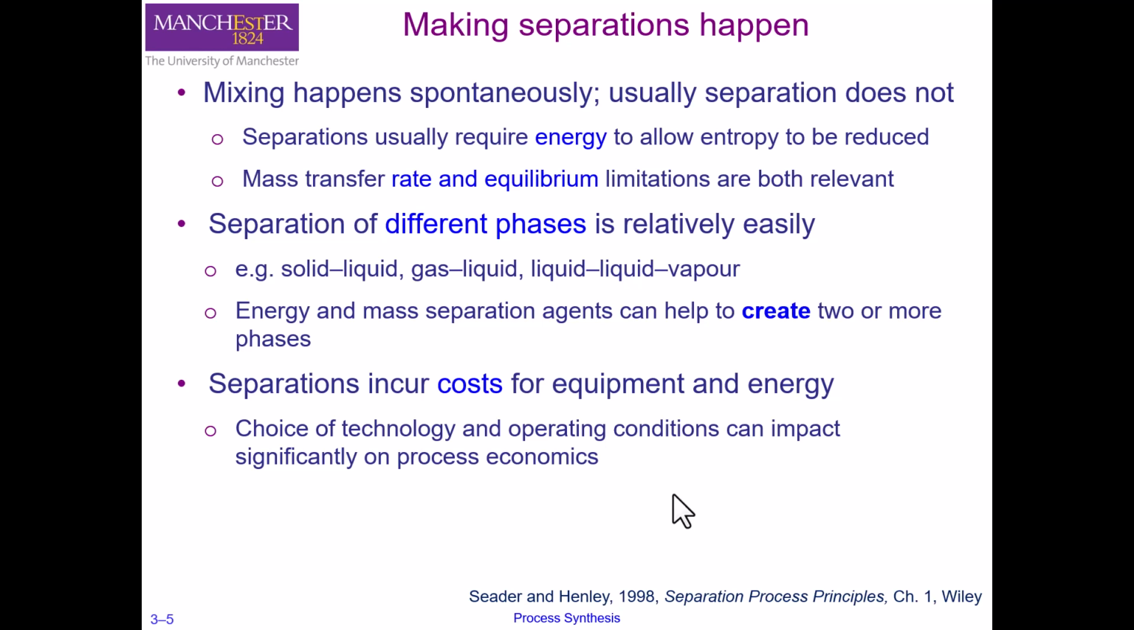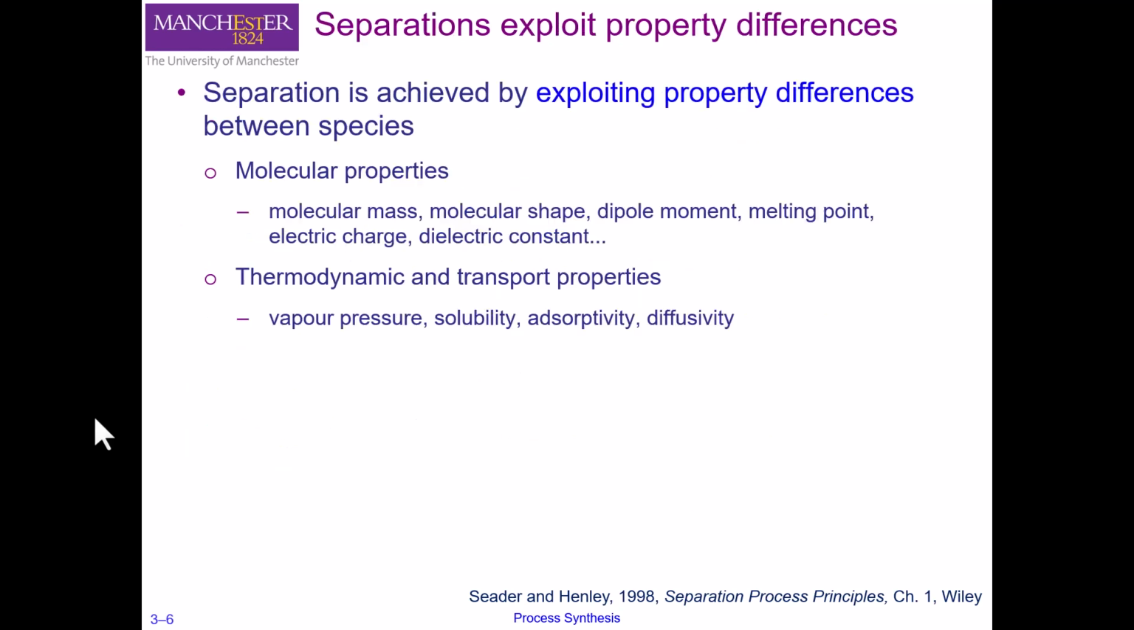So both of these factors imply cost. It means that the choice of technology and the choice of operating conditions both can influence how much cost you are going to incur in your separation technology. I hope that you realize here that separation doesn't happen spontaneously. It takes time, but we can accelerate the separation process by exploiting property differences between species. And what kind of properties are we talking about here?